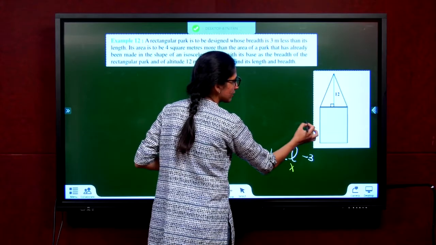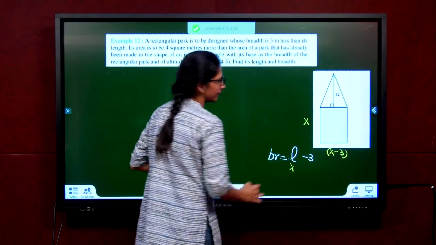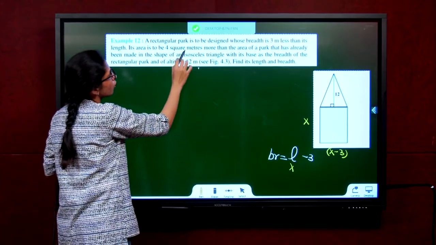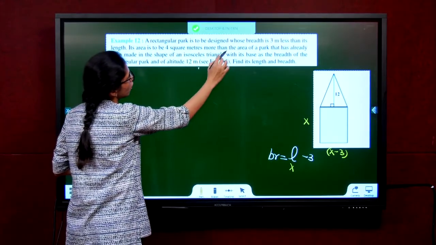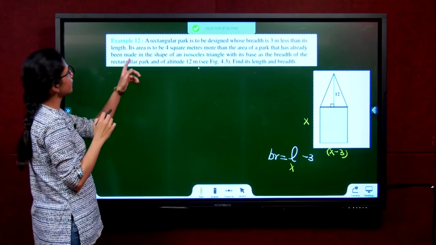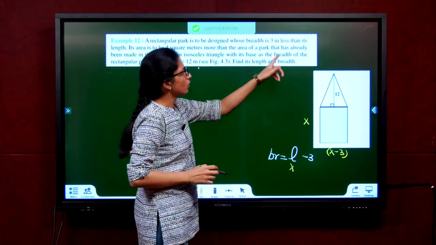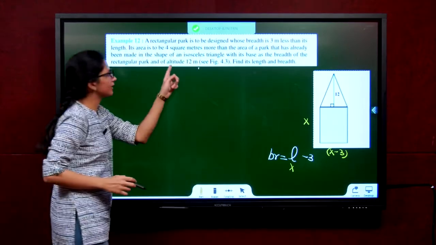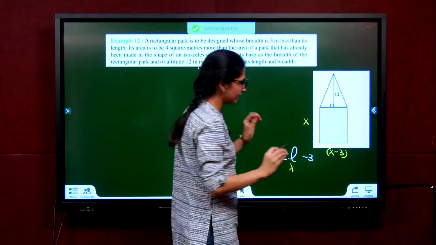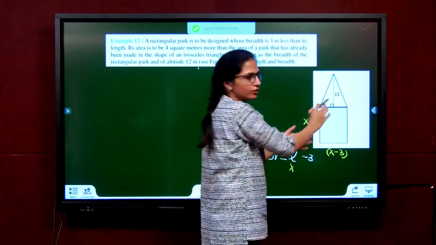So the length over here is x. What will be the breadth? X minus 3. Continuing the question. Its area is to be 4 square meters more than the area of the park that has already been made in the shape of an isosceles triangle with its base as the breadth of the rectangular park. So confusing. They have only told it in very simple terms. Figure is given. So you have to relate the figure to this.